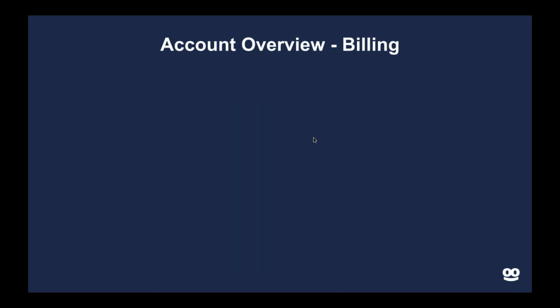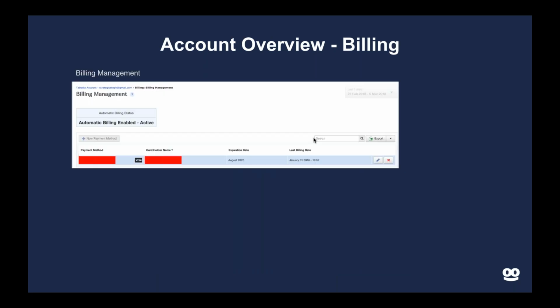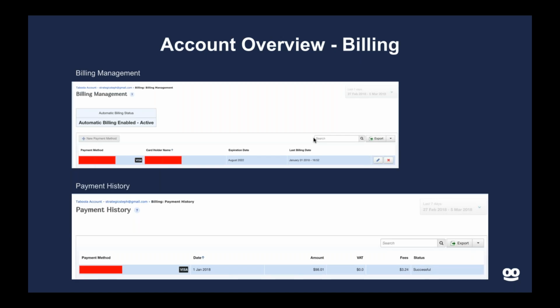Just to get a quick start here, the account overview for billing, we're going to first look at the billing management page. Billing management is where you're going to go to add or remove any of your credit card material. You can also see your last billing date. From the payment history tab, you can see recent records, and you can also export this data into an Excel sheet for easy accounting purposes.